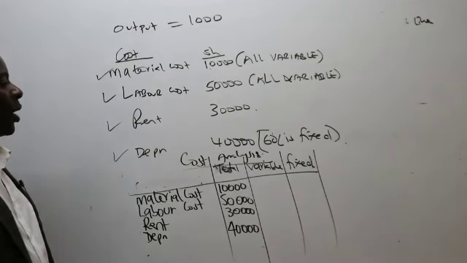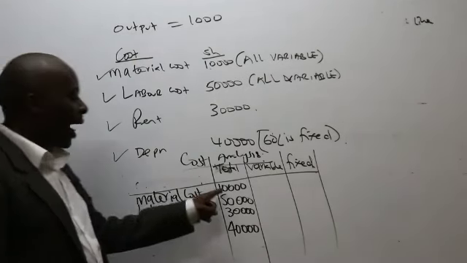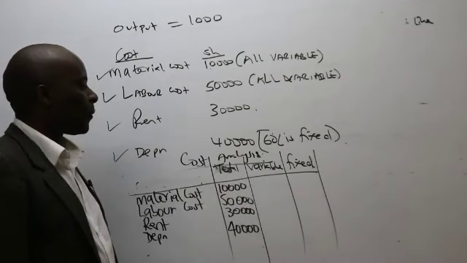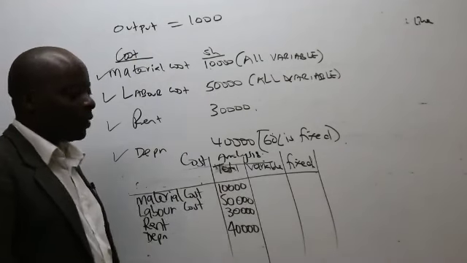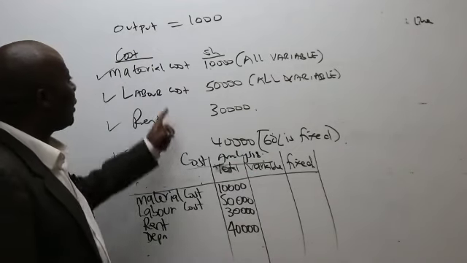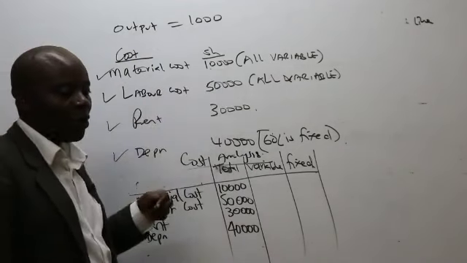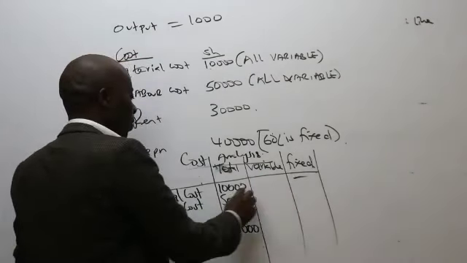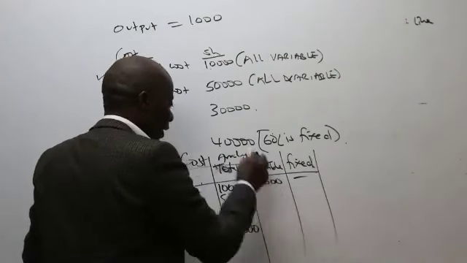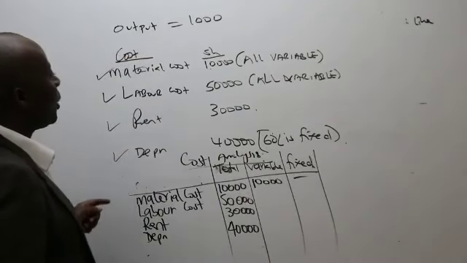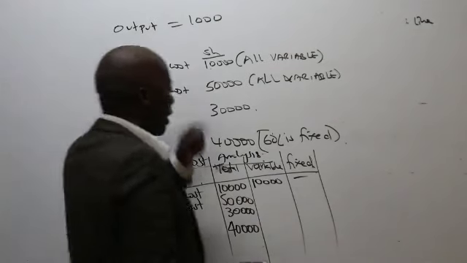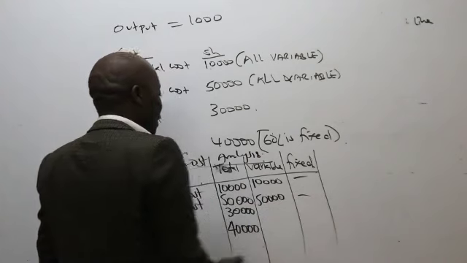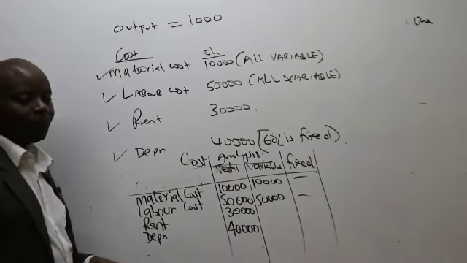So, ladies and gentlemen, we will then classify this amount into the two columns. Like material cost, what have they told us? They have told us that all of the material cost is variable, so there is nothing of material that is fixed. How about labor cost? All of the labor cost is variable, 50,000. There is nothing of labor that is fixed.